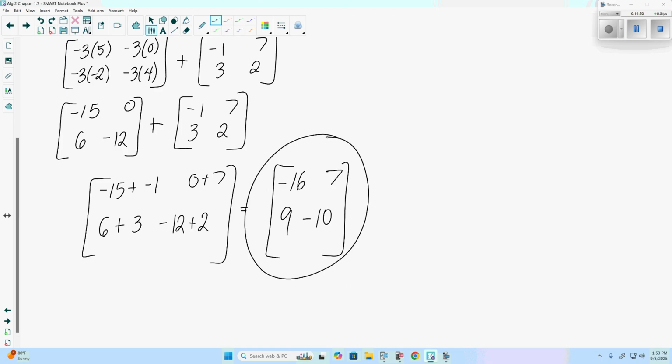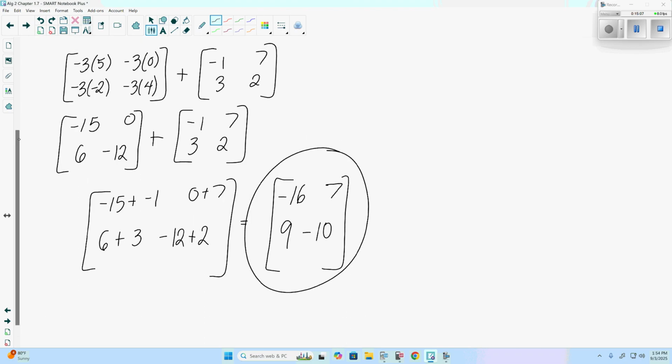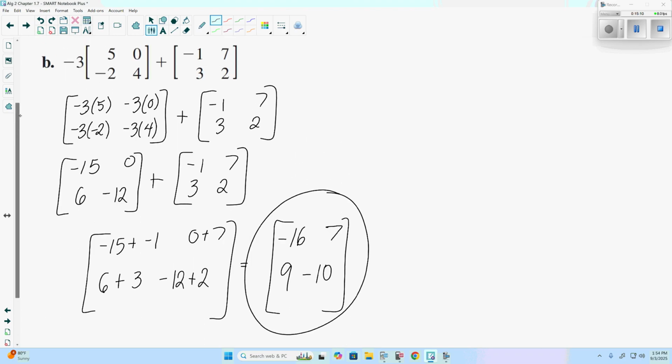Questions on this here? Now, I would say yes. At this point, when we start getting multiple scalars with multiple matrices being added or subtracted, the calculator is starting to become a little bit quicker at it because we can just type it in as A and B. Yeah, it does take a bit to get used to that.